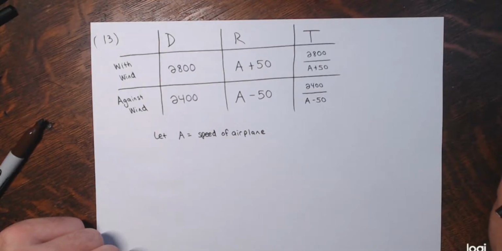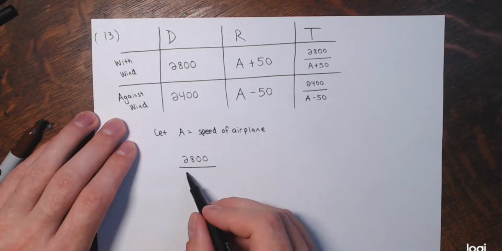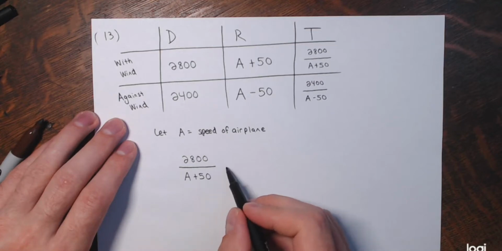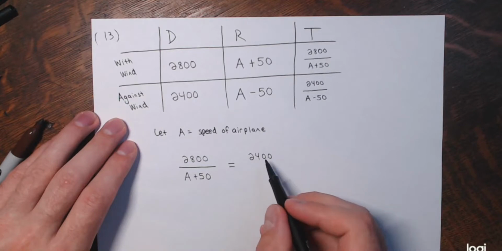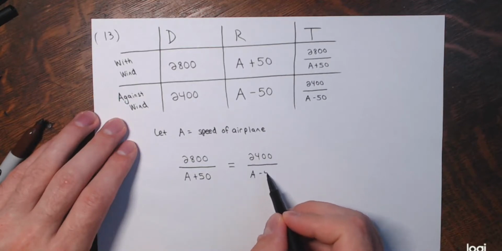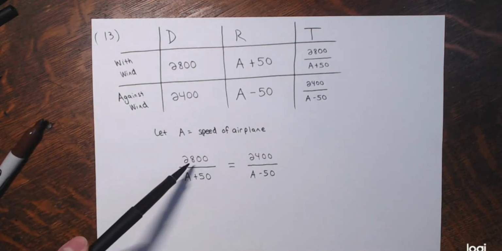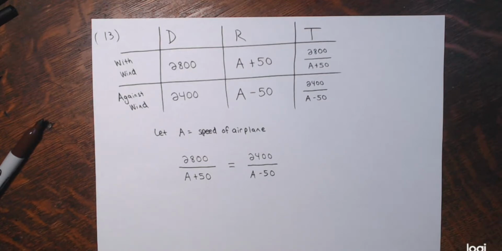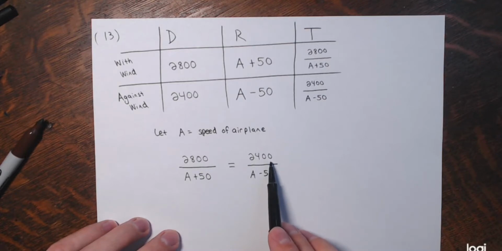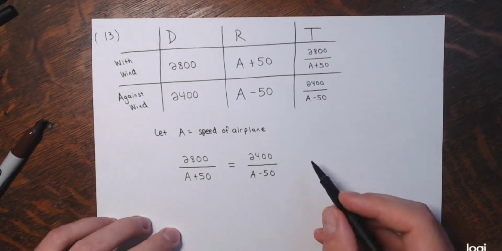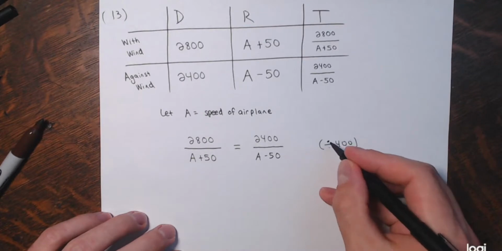So we're just setting these times equal. Right? The time with the wind, 2,800 divided by A plus 50, should be equal to the time against the wind, 2,400 divided by A minus 50. Alright, now one thing I notice here is that this is just to make the numbers smaller and easier to deal with. 2,800 and 2,400 are both multiples of not only 100, but they're both multiples of 400. So I'm going to divide both sides by 400 right now, just to get the numbers to be smaller.